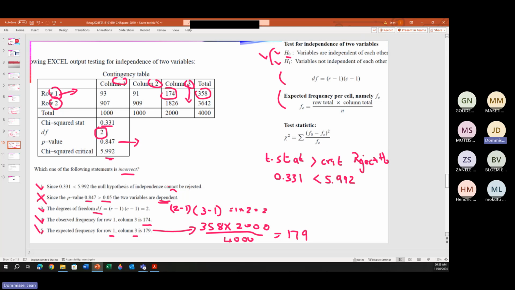Okay. So because we cannot reject the null hypothesis, we accept the null hypothesis. If we accept the null hypothesis, we say that the two variables are independent. So you can't now with the p-value say, but sorry, they're not independent, they're dependent. It doesn't make sense. If it was the other way around, then it is fine. But the p-value is bigger, so we definitely say the two variables are independent.